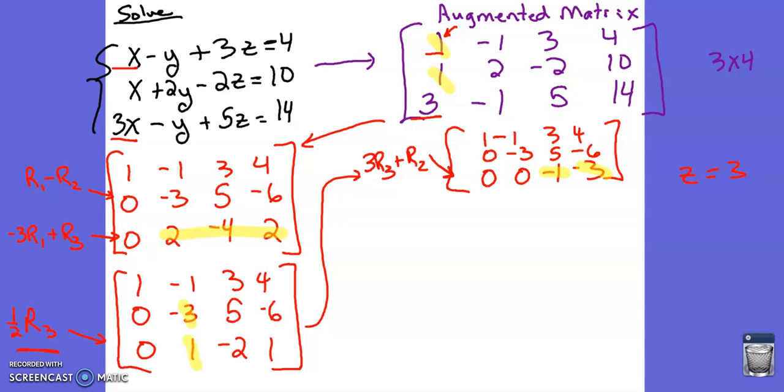So once you find one of the variables, then what you're going to do is just back substitute it in, and then work your way backwards to find your x, to find your y, to be able to solve the rest of it. So again, z equals 3. I would back substitute it in. Remember, this is basically -3y plus 5z equals -6, but we found z is 3. So then we're just going to solve for y, and then once we solve for y, it's easy to solve for x.